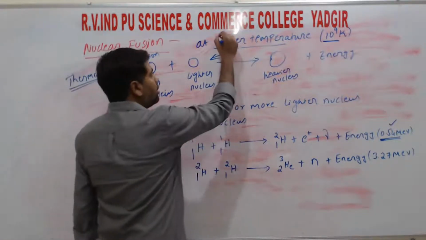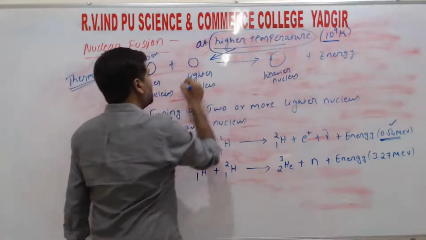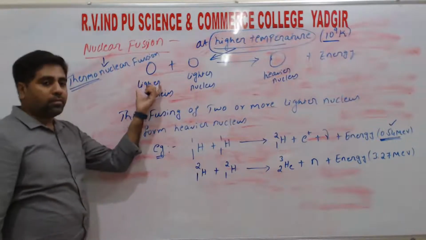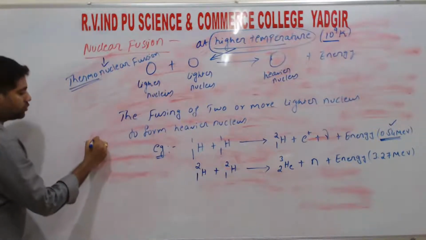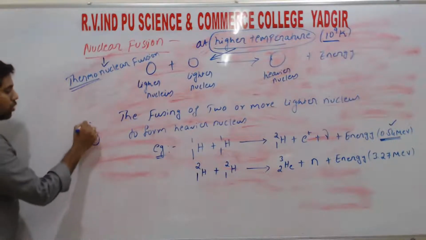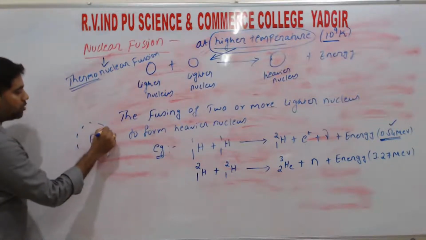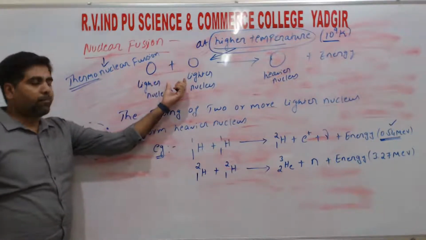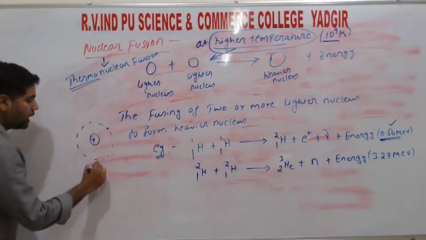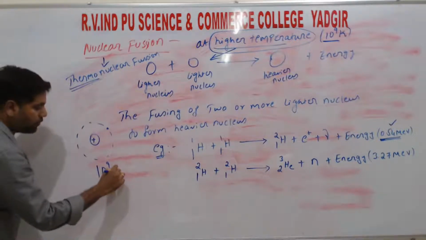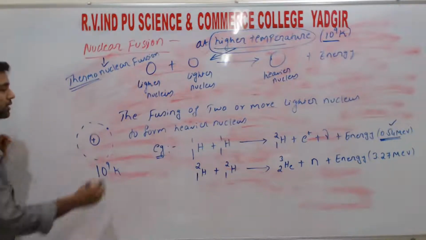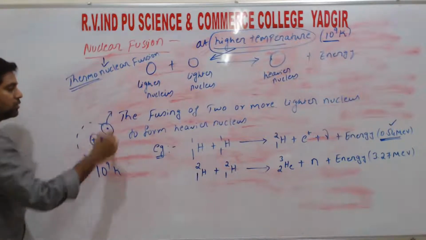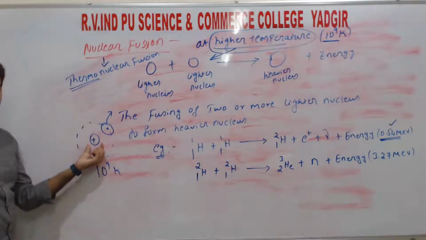So why do we need higher temperature to combine these two lighter nuclei? As we already know, an atom consists of the nucleus, along with electrons revolving around the nucleus, right? When we apply higher temperature, around 10 to the power of 9 Kelvin, to this atom, the electrons which are revolving around the nucleus spread out, that means they split away from the nucleus.